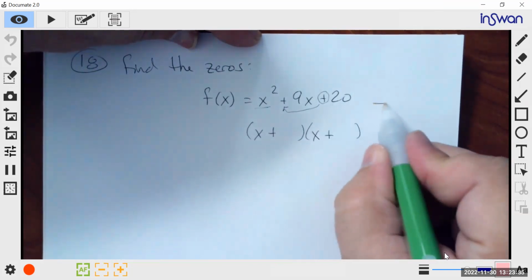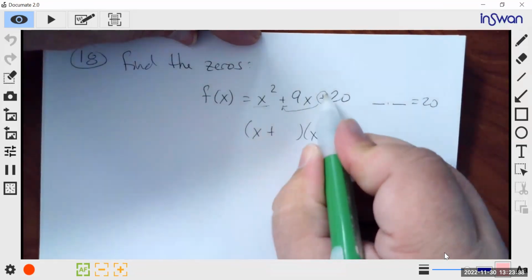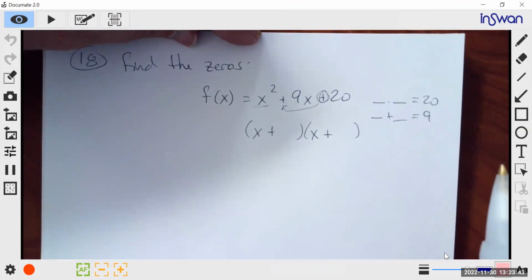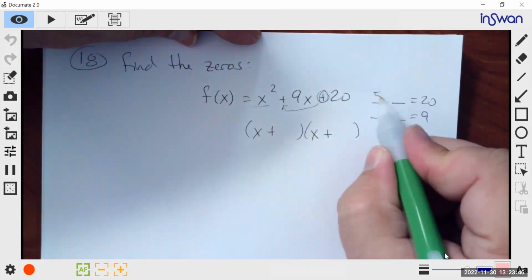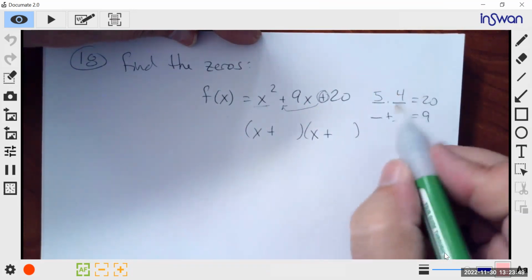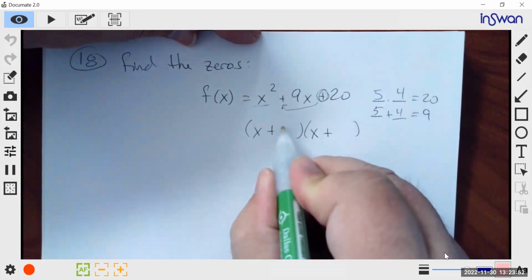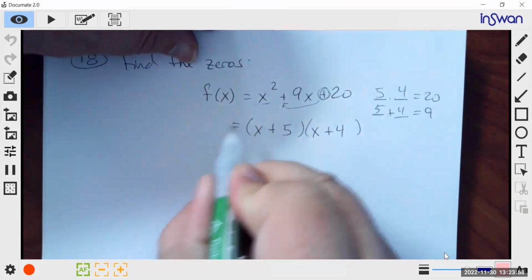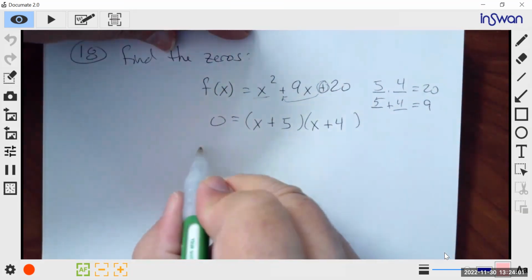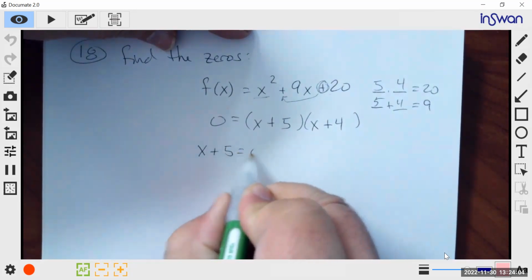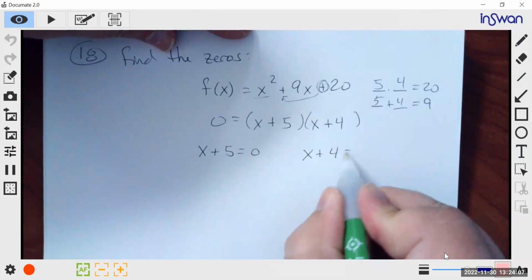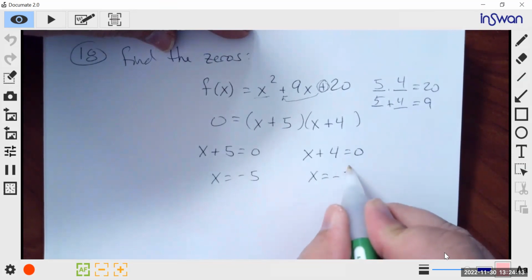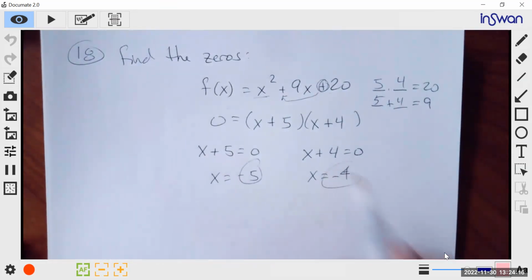What times what is 20, and when you add them, you get 9? 5 times 4, and 5 plus 4. Now we have to set the whole thing equal to 0 because we're looking for the zeros. So we set both of those parentheses equal to 0. Those are your zeros. -4 and -5 are your zeros.